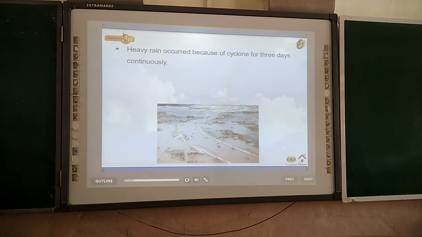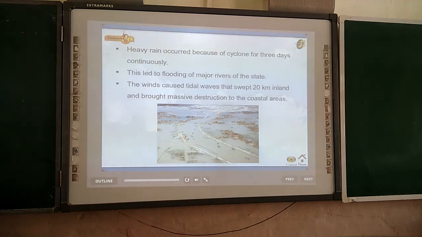Heavy rain occurred because of the cyclone for 3 days continuously. This led to flooding of major rivers of the state. The winds caused tidal waves that swept 20 kilometers inland and brought massive destruction to the coastal areas.